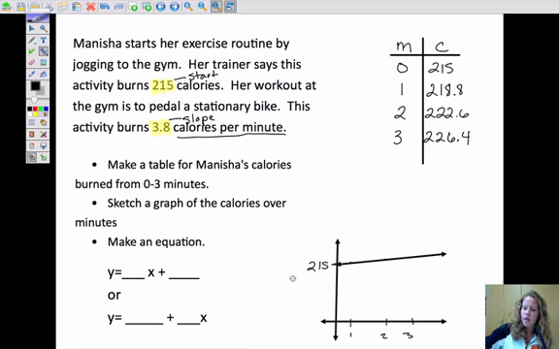Okay, and then if I plug this into my equation, my slope was 3.8 and my starting point was 215, or if you like to say she's burned 215 calories and then she's burning 3.8 more with each minute, you can do that as well.